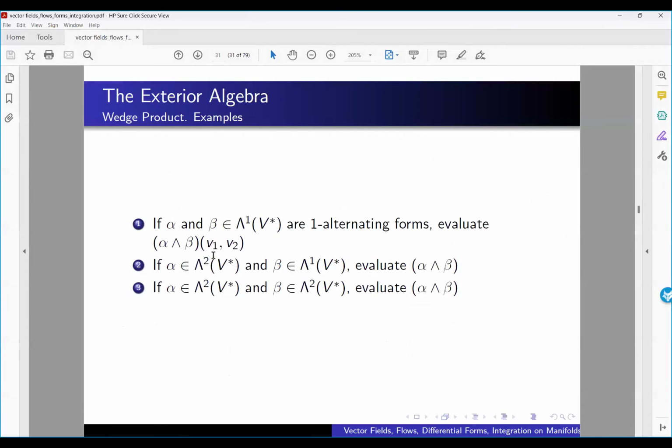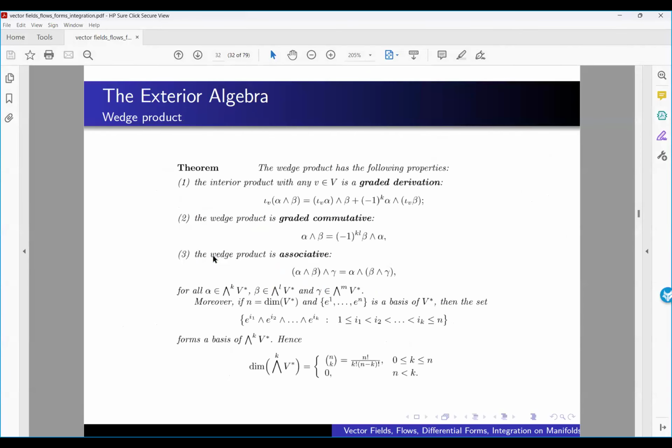Okay, we are here. So we did this. So we are here. The wedge product has some nice properties. I'm going to skip the first one because we didn't talk about the interior product. It's presented on these papers, but it's not very useful today, so I skipped it. The wedge product is graded commutative.